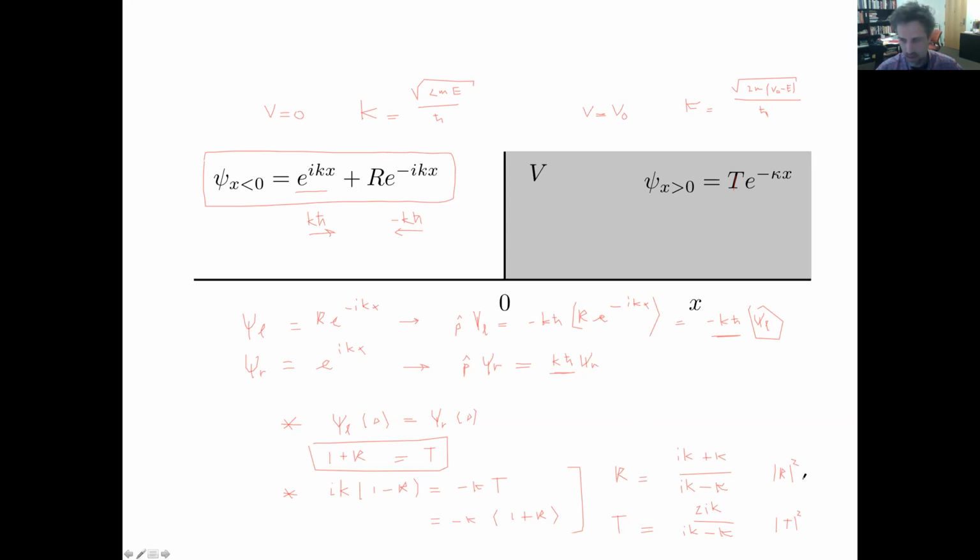Now, the interesting thing is this is why this is an interesting exercise, because there's a surprising result, as you will see in a second. Let's take the modulus square of this function. What I find is going to be k squared plus kappa squared for the numerator and the same for the denominator.